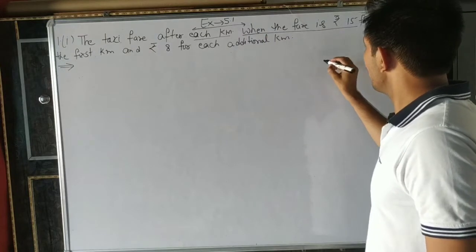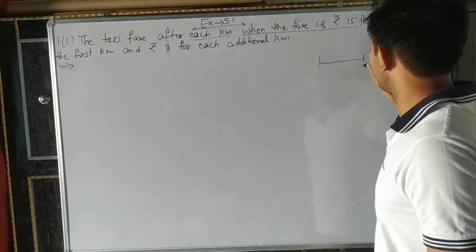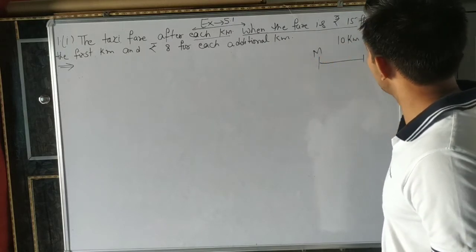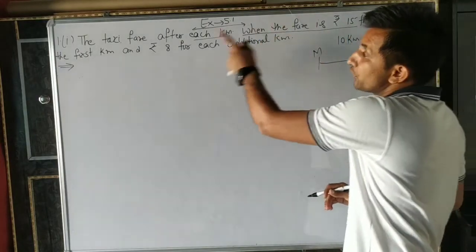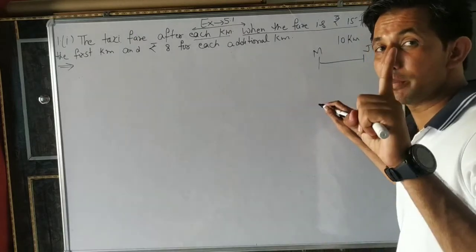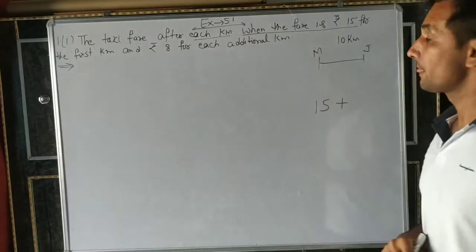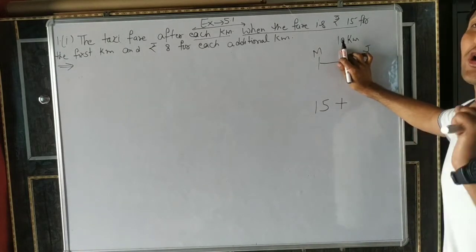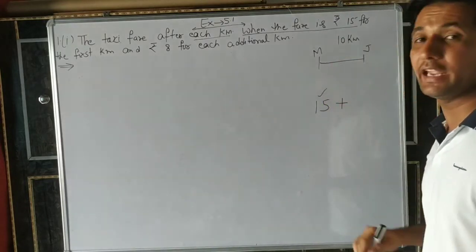Suppose you want to go from Mukhla to Joy. Everyone knows it is 10 kilometers. What is given? The fare is 15 rupees for the first kilometer. So for the first kilometer, how much will you pay? 15 plus. Now the total distance is 10 kilometers and you have to cover how much more? 9 kilometers, because 1 kilometer we have already covered.